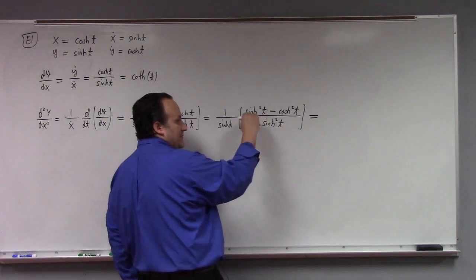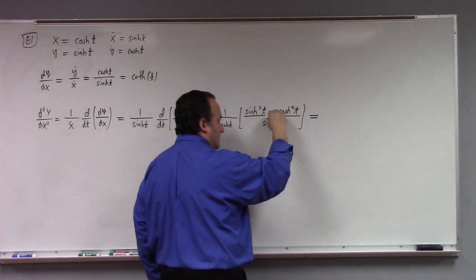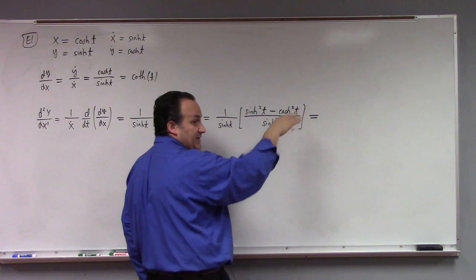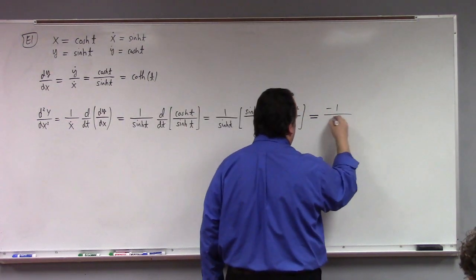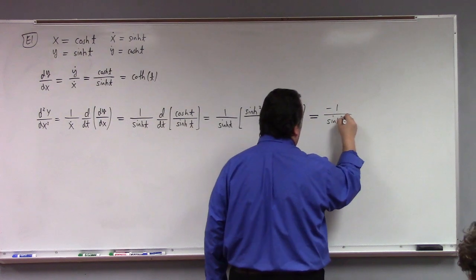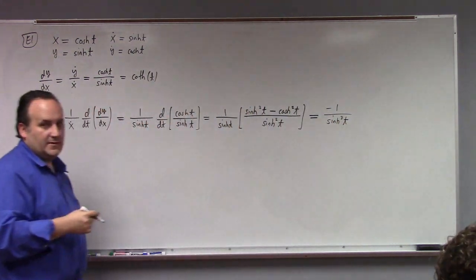Try plugging t equals 0 into this. What do you get? Sinh of 0 is 0. Cosh of 0 is 1, so you get minus 1. And this is a constant, so it's minus 1 everywhere. So you get minus 1 over sinh cubed t. There it is.